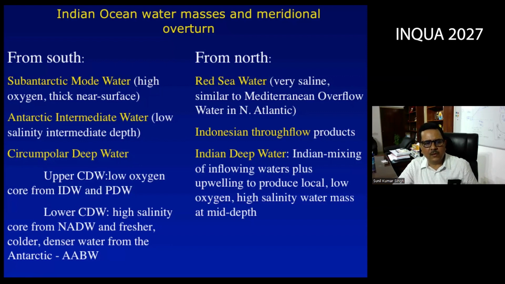So coming back to the Indian Ocean, what are the different water masses available? Present day studies say that we have sub-Antarctic mode water, Antarctic intermediate water, which is about 1,000 meters, circumpolar deep water, part of which is North Atlantic deep water, which is about 2,000 meters deep, and then Antarctic bottom water, which is coming almost 3,000, 4,000 meters deep. And also, from the north, not many water masses are forming in the Indian Ocean, but we have Red Sea water, Indonesian throughflow, which is coming from the Pacific, and Indian deep water, which is forming after mixing all these things.